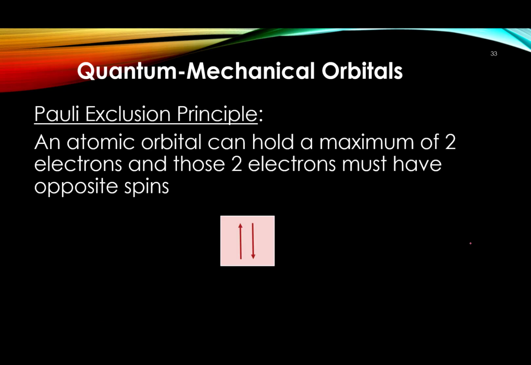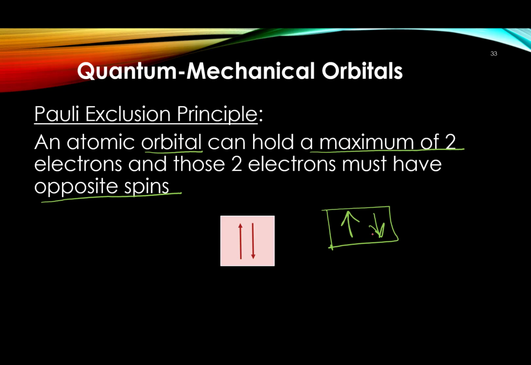Now let's talk about two important principles. The first one is the Pauli exclusion principle. By the Pauli exclusion principle, what it says is that each orbital could hold a maximum of 2 electrons, and those 2 electrons have to be in opposite spin. You see this arrow? One is facing upward, one is facing downward.